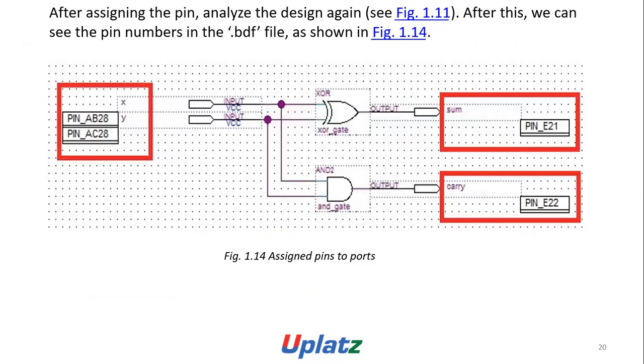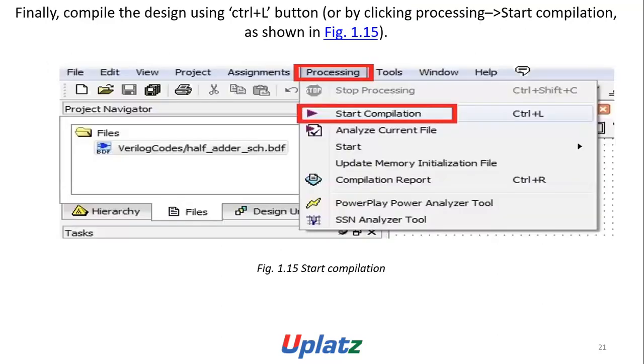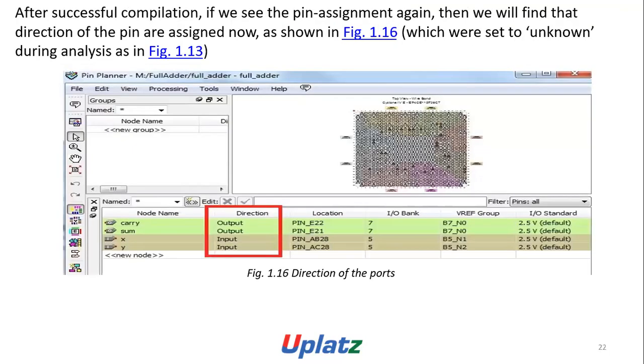After assigning the pins, analyze the design again. After this, we can see the pin numbers in the PDF file as shown in figure 1.14. Finally, compile the design using Control plus L or by clicking Process, Start Compilation, as shown in the figure. After successful compilation, if you see the pin assignment again, then we will find that the directions of the pins are now assigned as shown in figure 1.16, which were set to unknown during analysis as in figure 1.13.